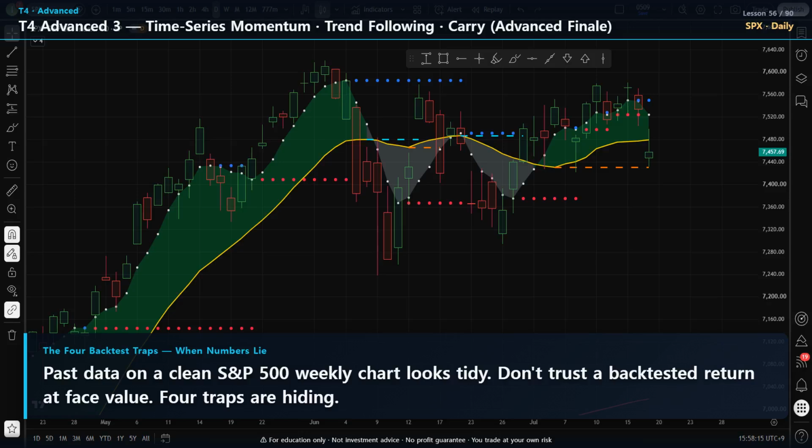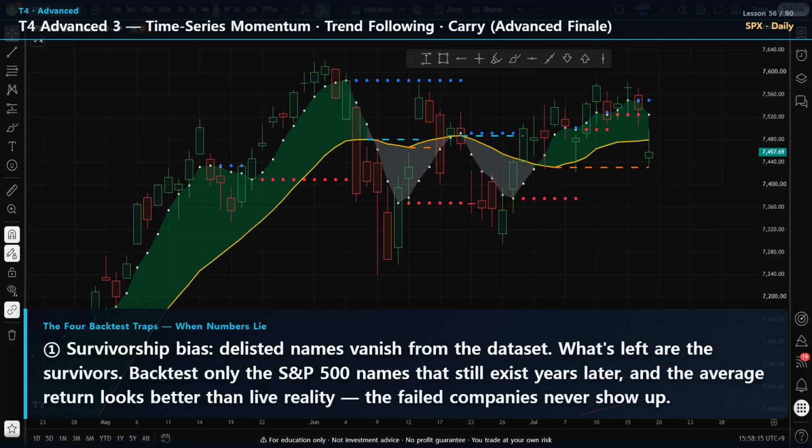Past data on a clean S&P 500 weekly chart looks tidy. Don't trust a back-tested return at face value, for traps are hiding. Survivorship bias. Delisted names vanish from the dataset. What's left are the survivors. Backtest only the S&P 500 names that still exist years later, and the average return looks better than live reality. The failed companies never show up.